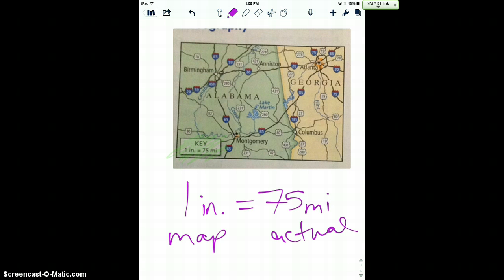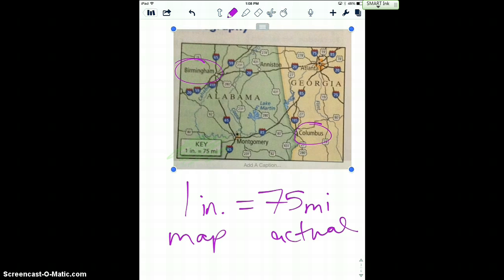And if I ask you, find the map distance from Columbus, Georgia, so there it is, Columbus, Georgia, to Birmingham, Alabama. So I want to know that actual distance to get from Columbus to Birmingham. And if I say the way the crow flies, right? The way the crow flies. So the crow, or bird, instead of taking roads, they could just fly.